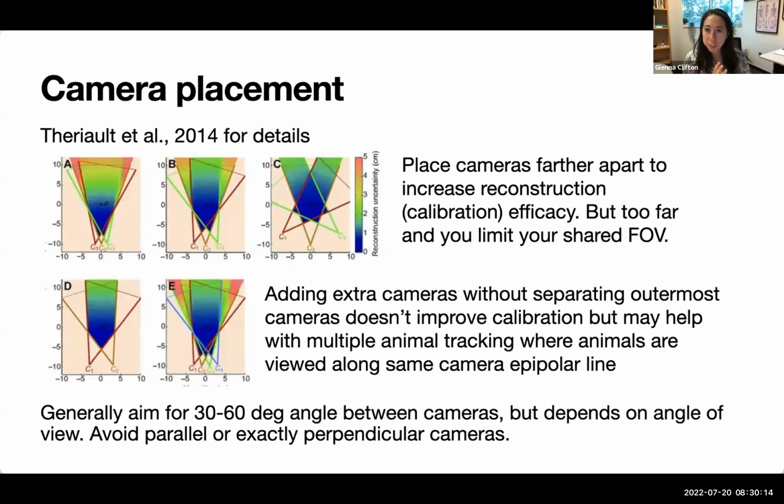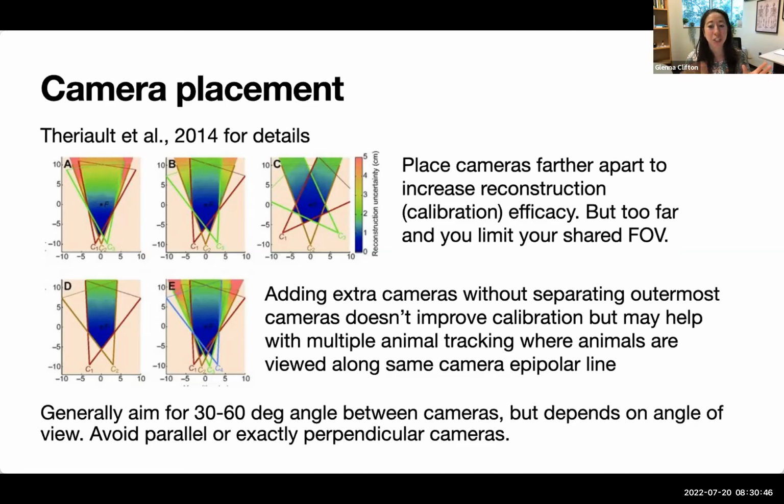Okay, a few more tips and tricks before we take a break and then go on to some interactive workshop components. Camera placement is really important for your ability to reconstruct the three-dimensional kinematics. There's a whole paper that goes into a lot of great detail on this listed here. But generally, you want to place cameras farther apart to increase the reconstruction, like the calibration efficiency. But if you're too far, then you don't have as much field of view overlap. So again, it's a trade-off there.